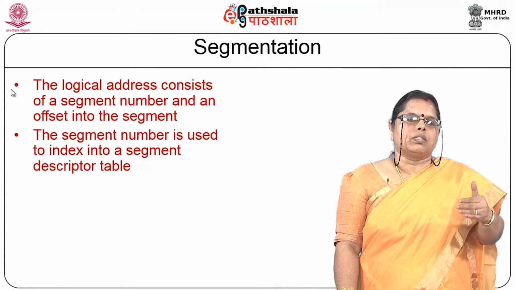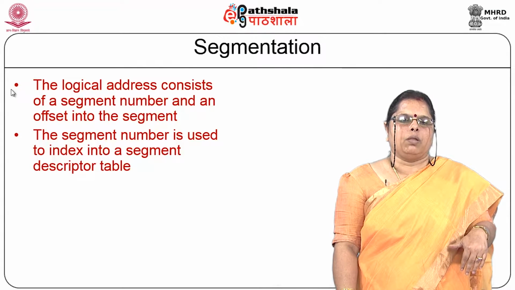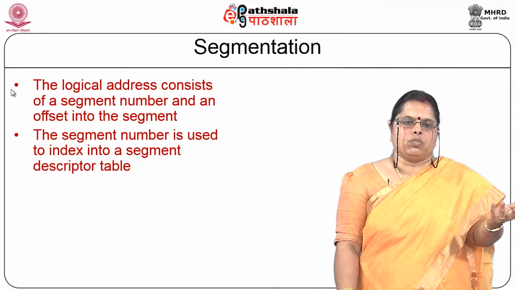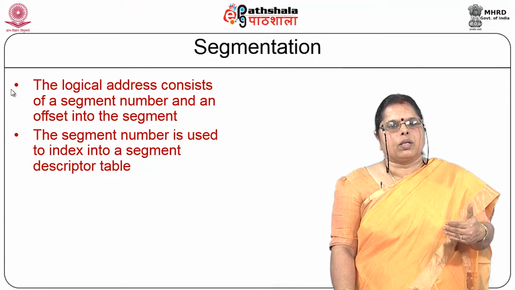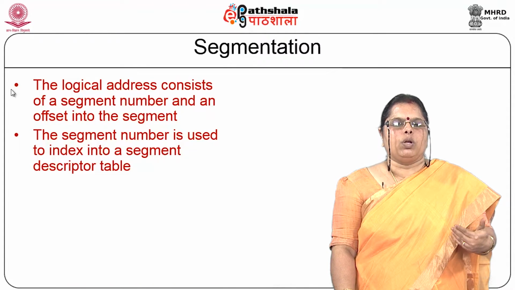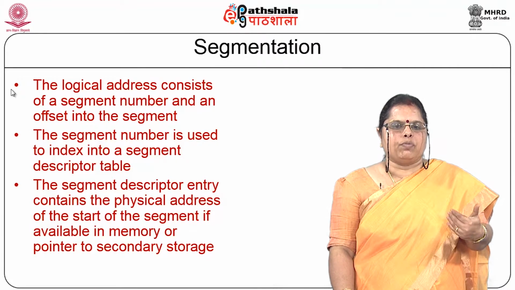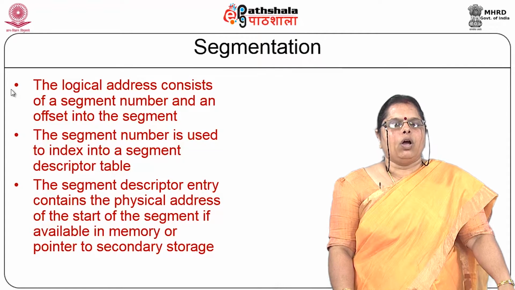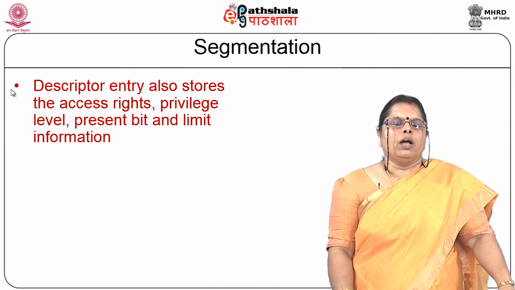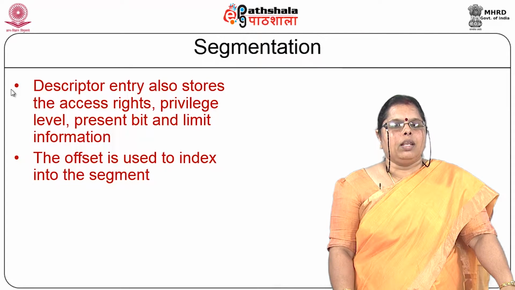The segment descriptor table gives you information about the base address where the segment is available and other information for the various segments of a program. That is what is called a segment descriptor table. You have the segment descriptor base register, which is supposed to be loaded with the segment descriptor table's base address. The segment descriptor entry, as before, contains the physical address of the start of the segment, if at all it is available in memory, or it gives you a pointer to secondary storage. The descriptor entry also stores the access rights, the privilege level, the present bit, whether it is available in memory or not, and the limit information.